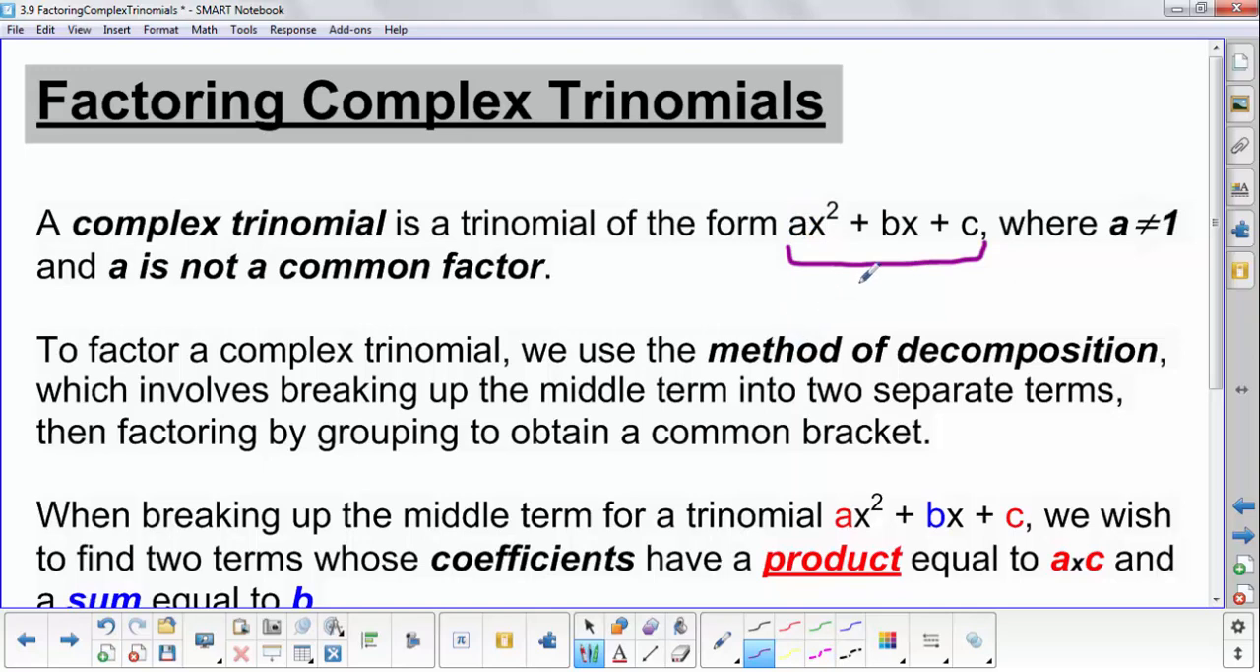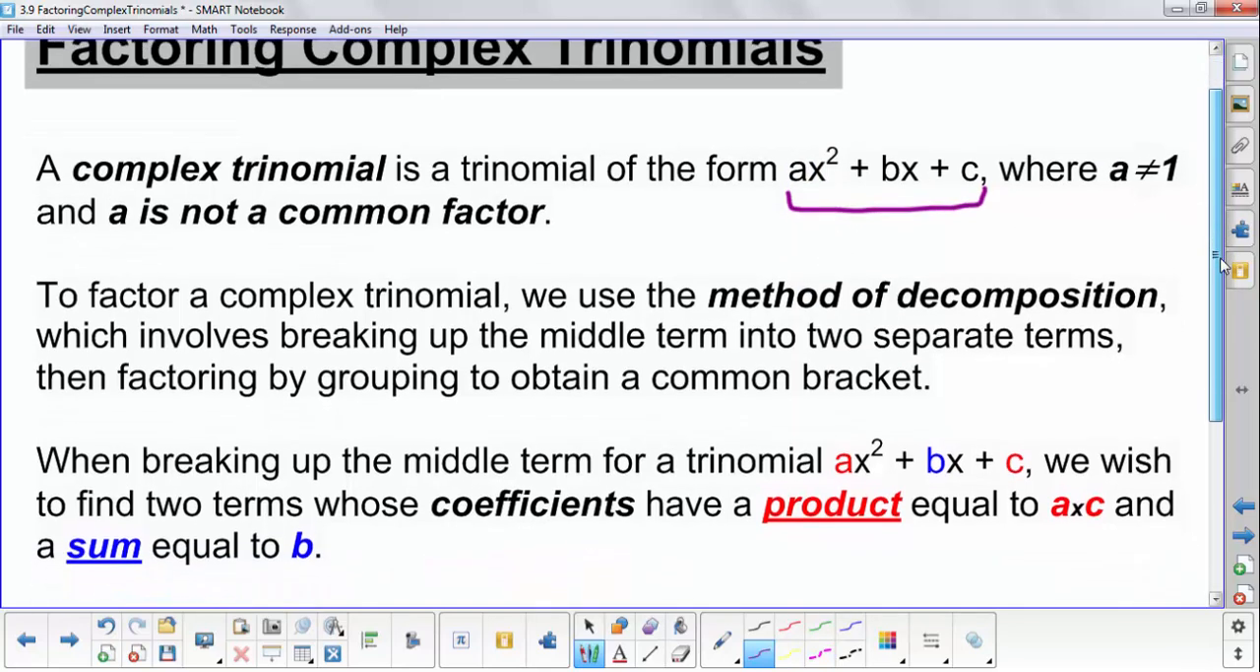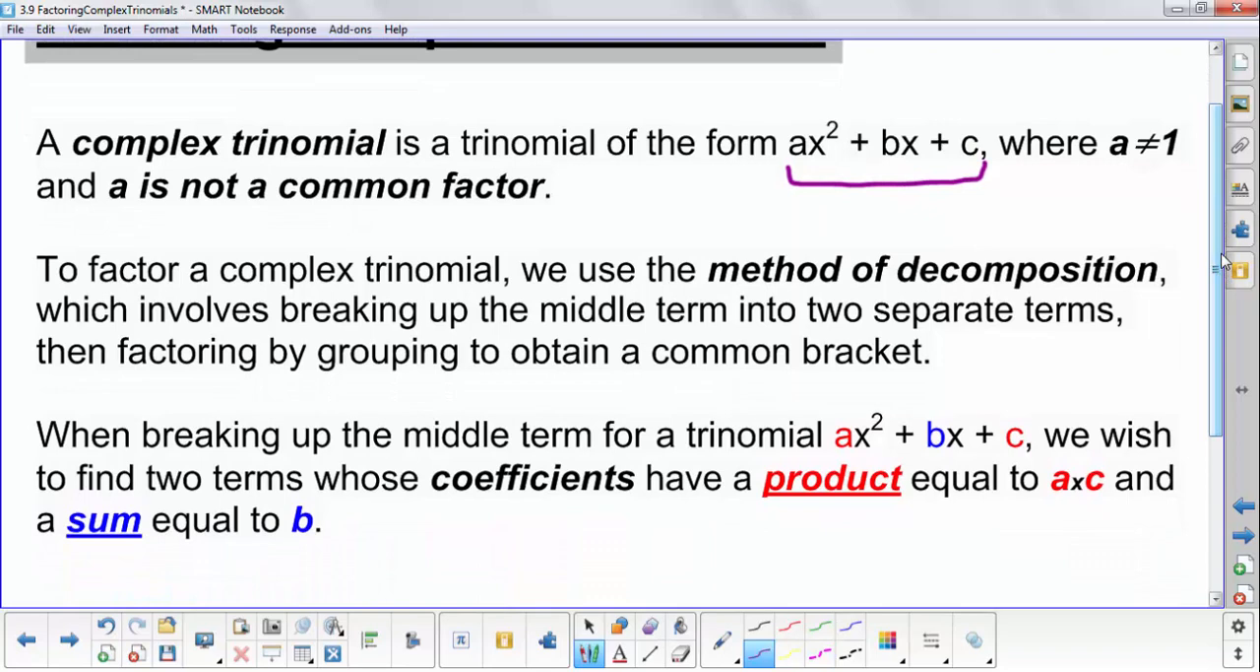x squared. So today's lesson we are going to focus on one of the many methods that you can use to factor these complex trinomials. Today we're going to look at decomposition. And probably in class we are going to take a look at some other methods to factor these complex trinomials. So when you are working with these complex trinomials, it's kind of like a combination of the product sum method that we have been doing, and then it turns into a factor by grouping question.